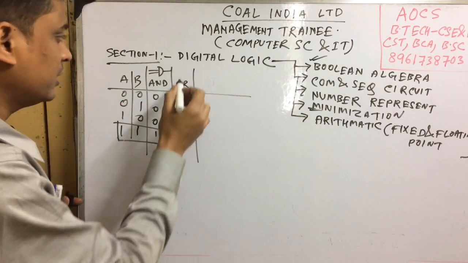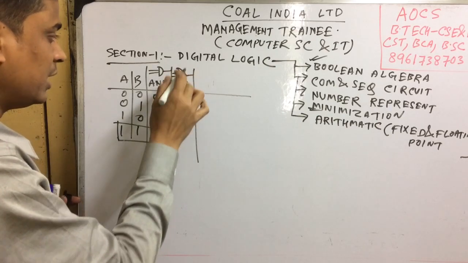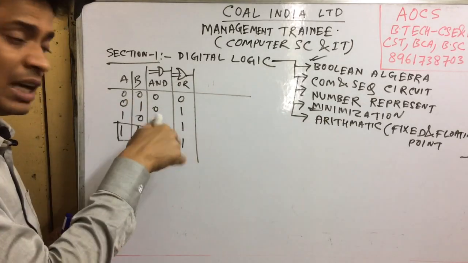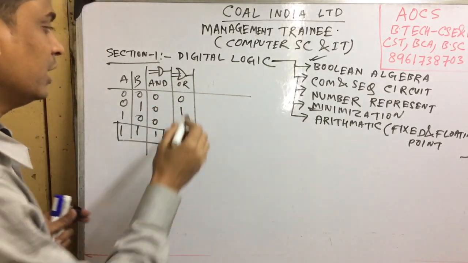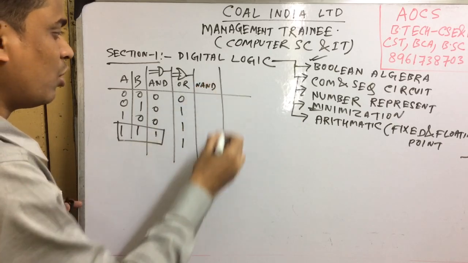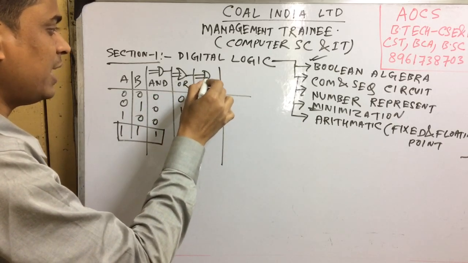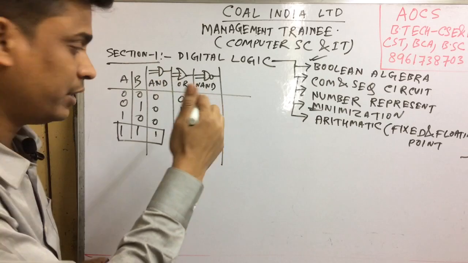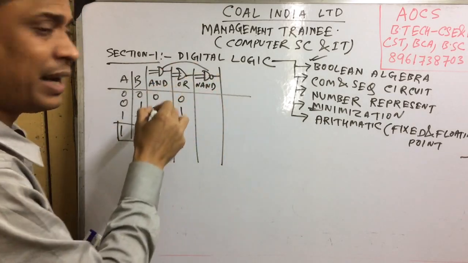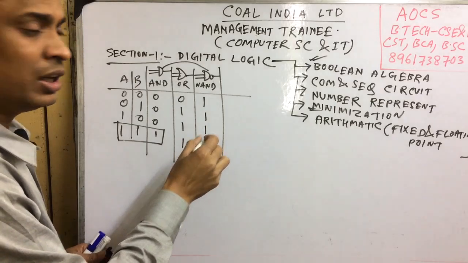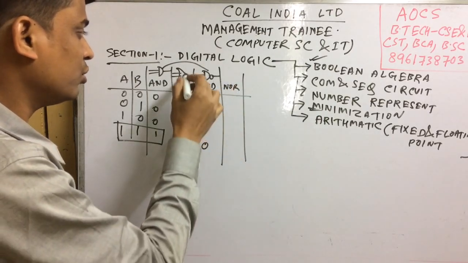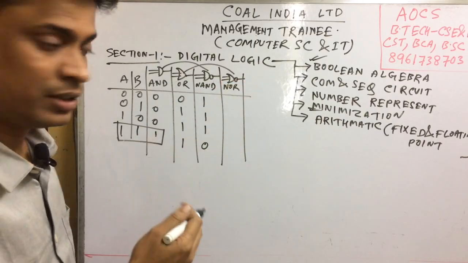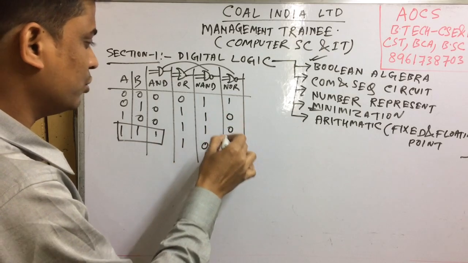In the OR gate, this is the logic or circuit diagram, and the output is 0 1 1 1. If any input is 1 or high, then the output will be 1 or high. Okay. Next, NAND gate. NAND means not of AND. This is the NAND gate. The bubble is the symbol of NOT. So the output is the reverse of AND: 1 1 1 0. And the same for NOR, which is the opposite of OR. The circuit will be this with a bubble. The output will be 1 0 0 0.